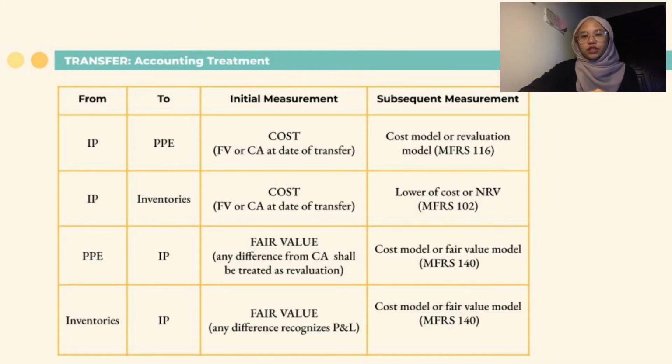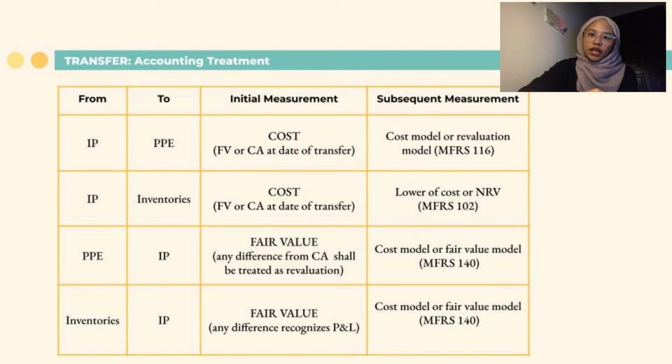Accounting treatment of transfer. Okay, transfer from investment property to PPE. At the date of transfer, we measure using cost, fair value, or carrying amount at the date of transfer. Then after the transfer, subsequent measurement is at cost model or revaluation model in accordance with MFRS 116. Next, transfer from investment property to inventory. Initially, we measure using cost, fair value, or carrying amount at the date of transfer.